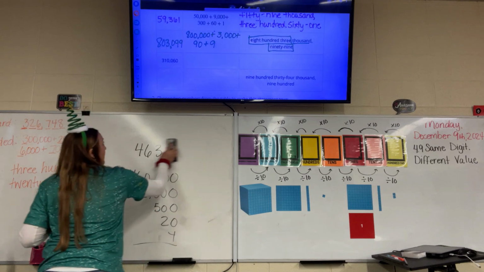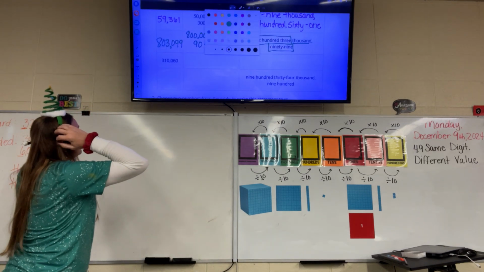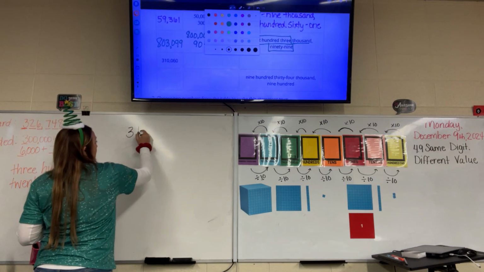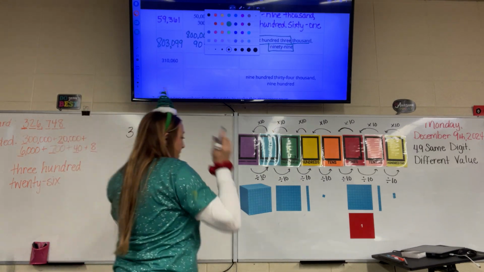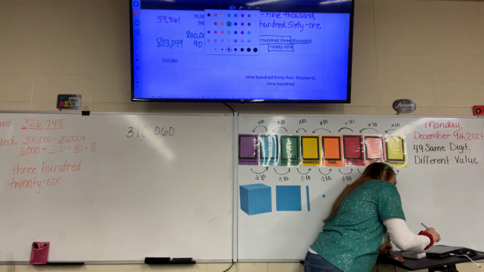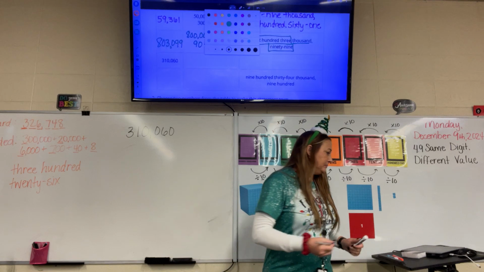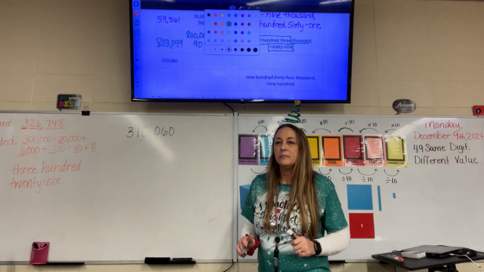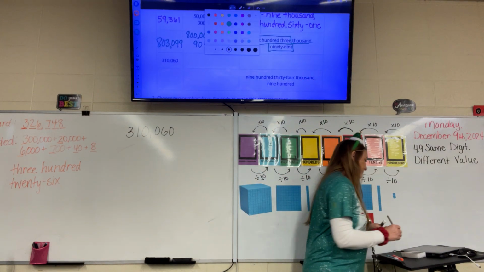Now, on this next one, we've got to put it in expanded form and word form. So, 310,060. Okay, expanded form to start. What would we start with? Emma. 300,000. 300,000, right?